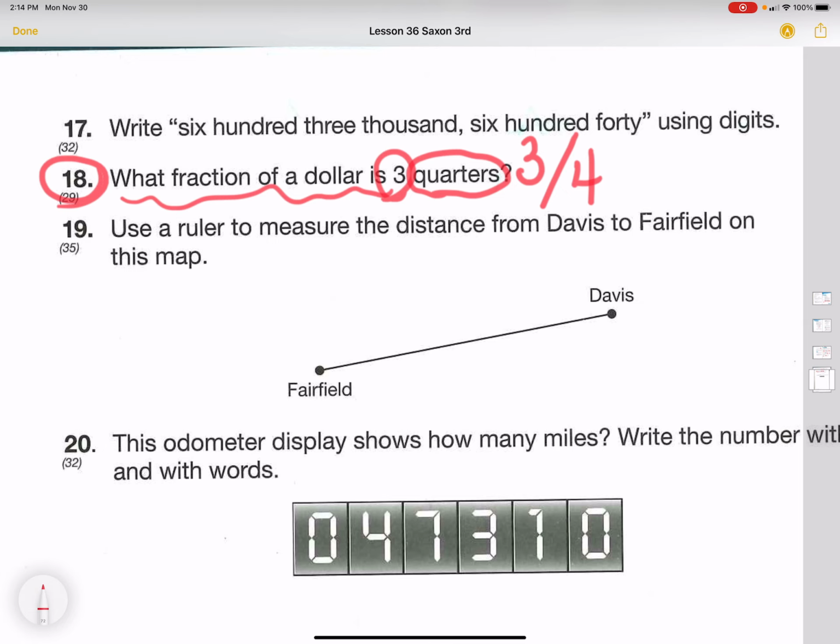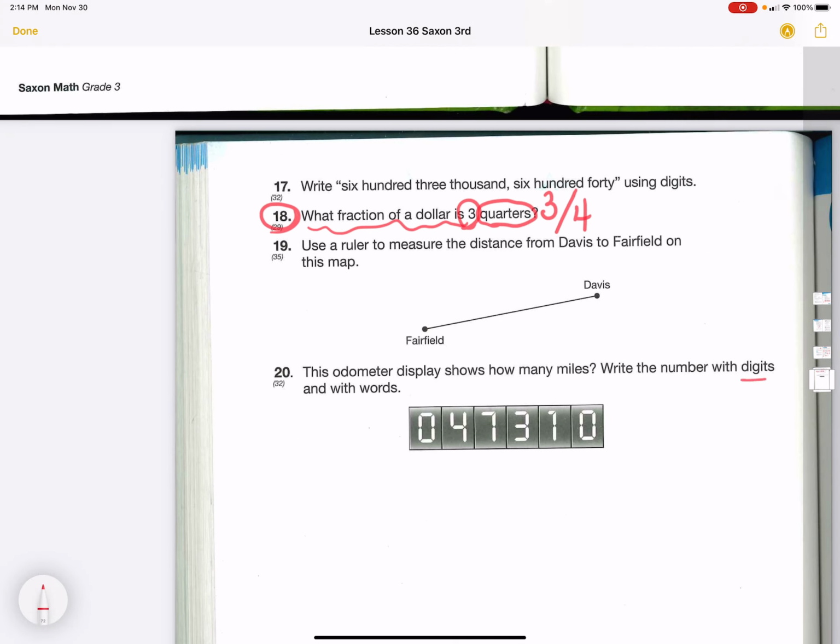Number 19, if you don't have a ruler, it's fine. Just skip it. Don't worry about it. And number 20, make sure you do digits and words. And whenever it says digits, you're like, yeah, but I see the numbers right there. I'm looking for a comma in that number.